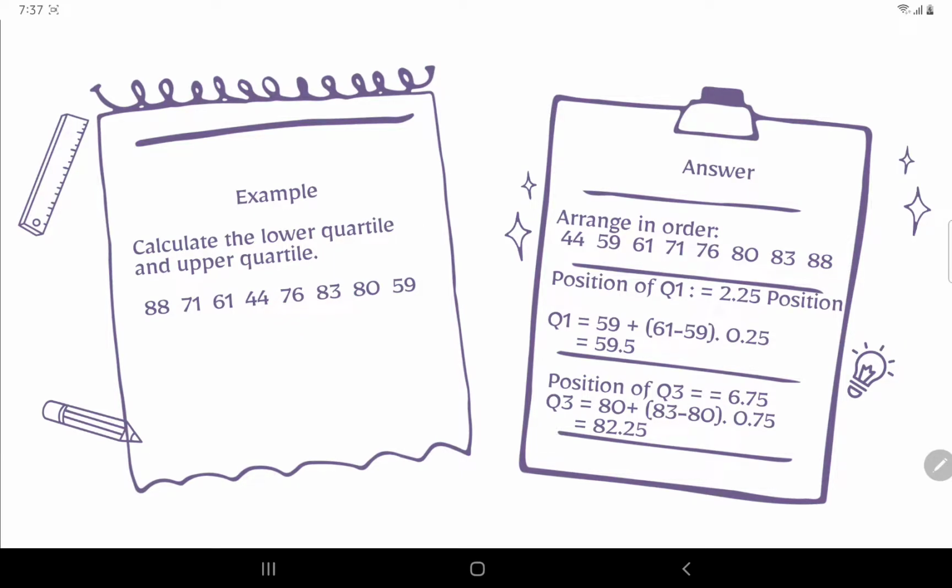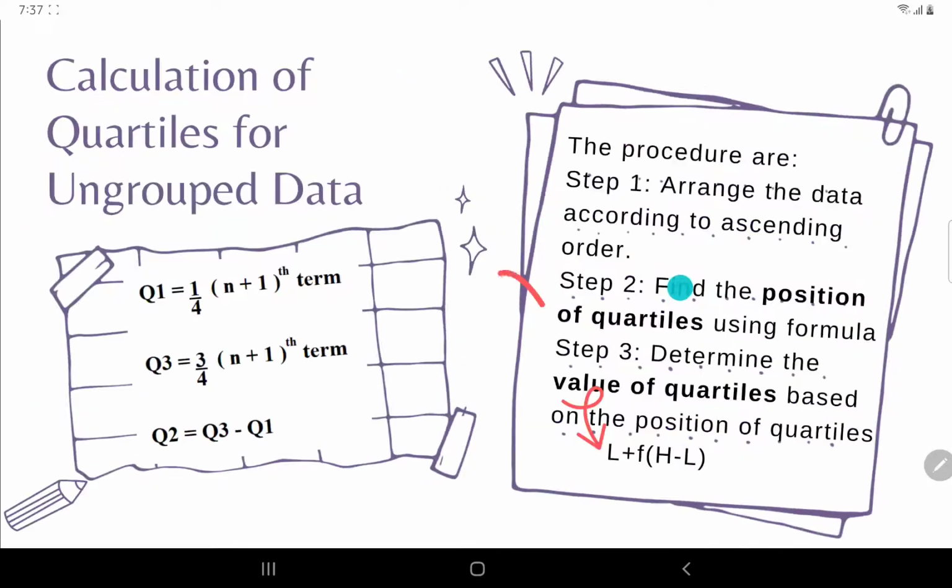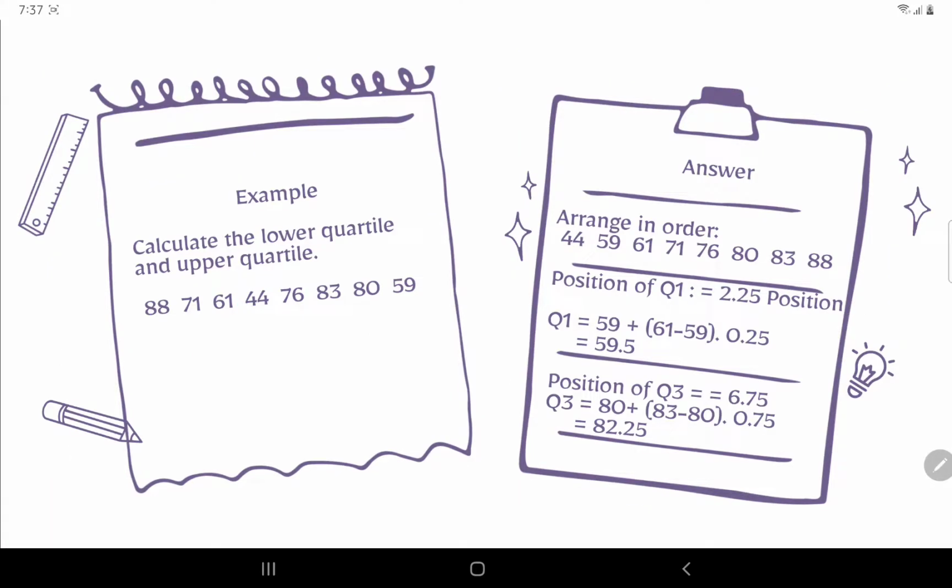And then find the position of Q1 using this formula here: 1/4 times n plus 1. According to this formula, our n is 1, 2, 3, 4, 5, 6, 7, 8. So 8 plus 1, multiplied by 1/4, is equal to 2.25. Kita cari 2.25 kat mana?